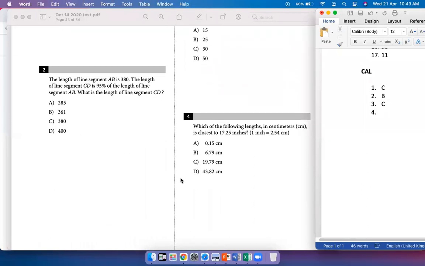Question 4, which of the following lengths in centimeters is closest to 17.25 inches? So 1 inch is 2.54 centimeters. So 17.25 inches would be 17.25 multiplied by 2.54 centimeters. So let's plug that in. 17.25 multiplied by 2.54 is 43.82, option D. So that's the right answer.